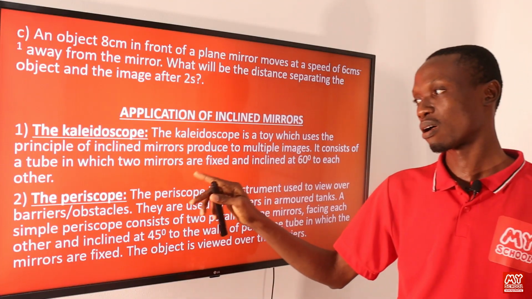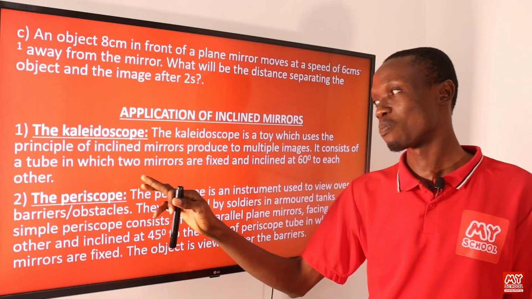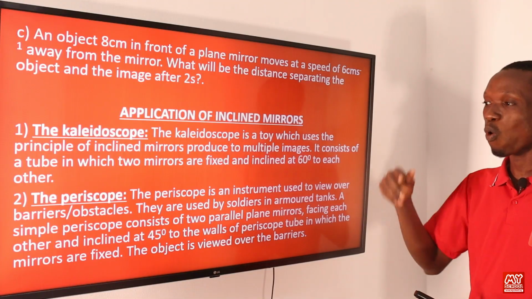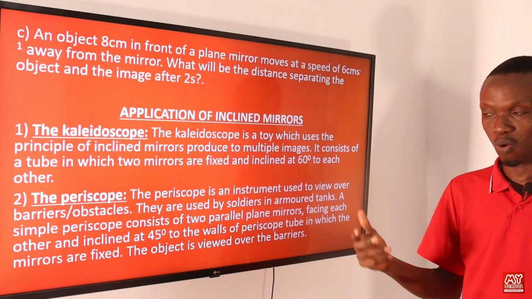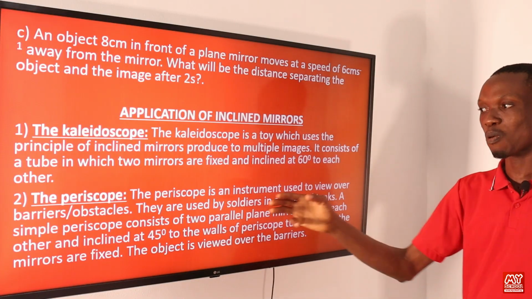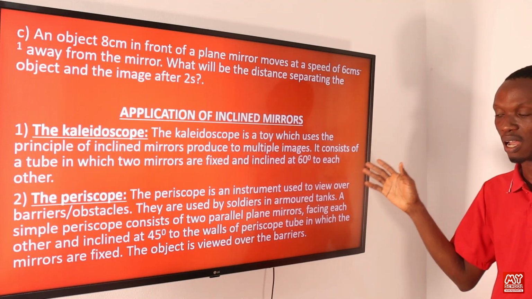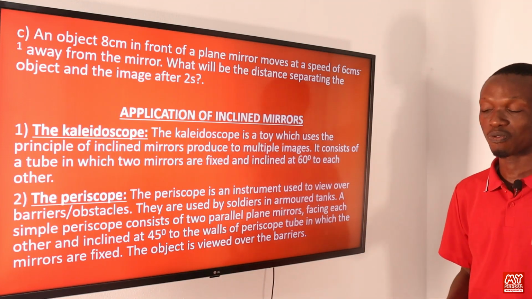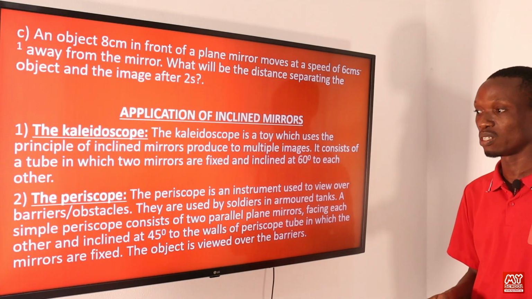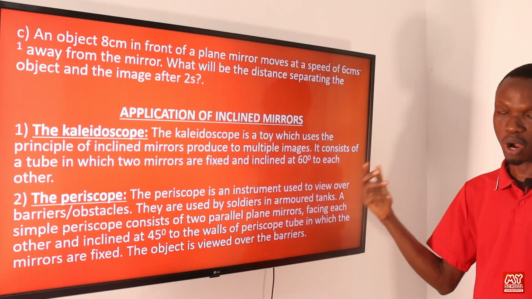We have another place where inclined mirrors find application, and that is your periscope. The periscope is an instrument used to view over barriers or obstacles. They are used by soldiers in armored tanks. A simple periscope consists of two parallel plane mirrors facing each other and inclined at 45 degrees to the walls of the periscope tube in which the mirrors are fixed. So the object is viewed over the barrier.